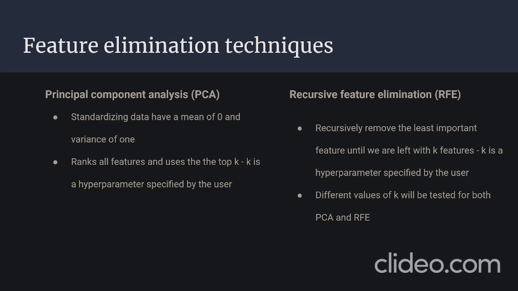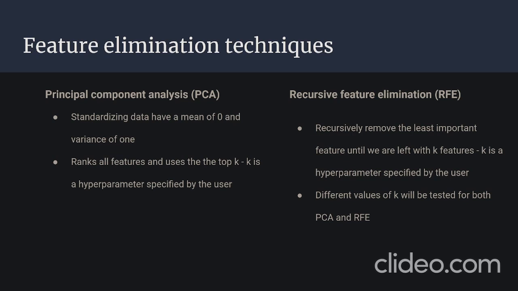So now I'm going to talk a little bit more in depth about the feature elimination techniques themselves. The first one we have is principal component analysis, or PCA. PCA is a technique that reduces the dimensionality of the data by standardizing the data to have a mean of 0 and a variance of 1. It then constructs a covariance matrix between all pairs of variables, and from this the eigenvalues can be extracted and ranked. And the higher the ranking, the stronger the correlation with the output. Then a new feature space is created using the top k values, where k is a hyperparameter specified by the user.